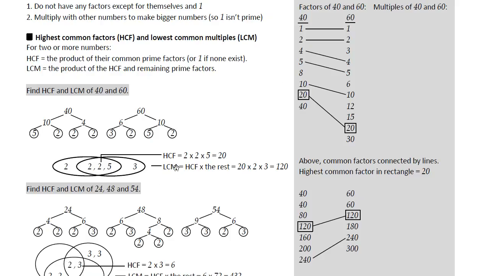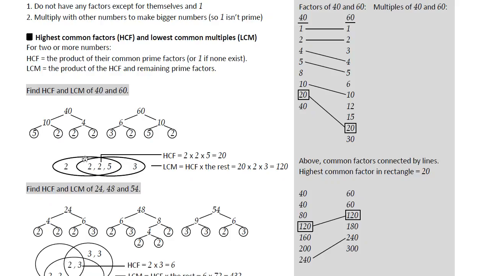And the LCM is just the HCF number, which is 20, times the other numbers that are left over. So these are the leftover numbers that we haven't used so far. Well, we talked about the stuff that was common, and the stuff that was not common goes there. So 2 is in the 40 circle, but was not used in the common bit. So there was 2, 2 and 5 which we used, and this 2 over here was left over, so that goes in this 40 circle.